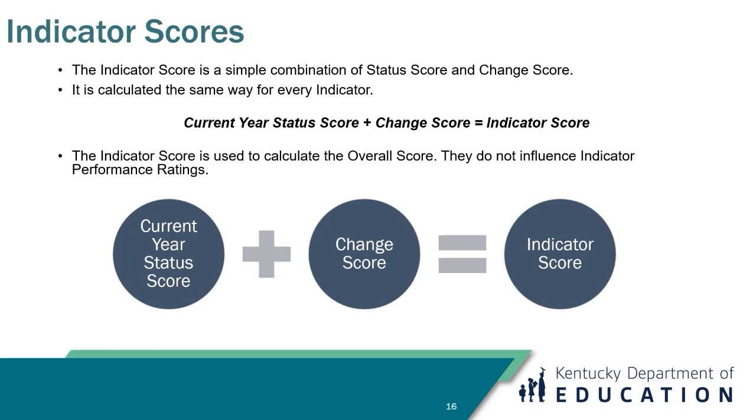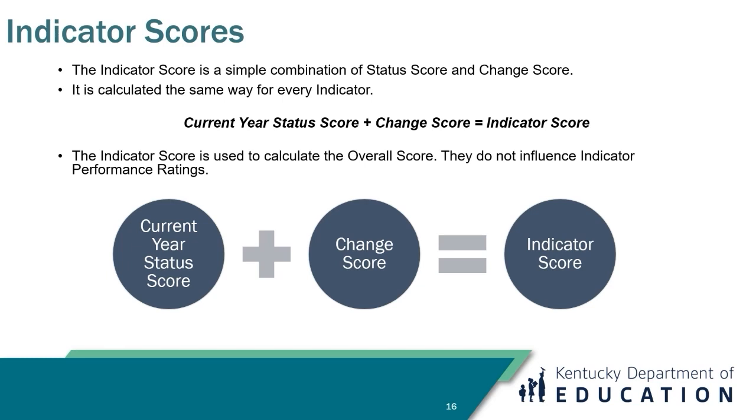Now, let's simplify things a bit and understand the indicator score. Think of the indicator score as a blend of two components, the status score and the change score. In essence, the indicator score is a straightforward summation of both of these scores. So when we talk about the indicator score, we're essentially capturing the current status along with the progress or change made from the prior year.